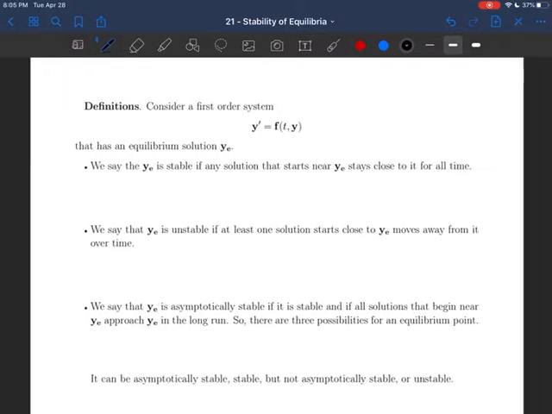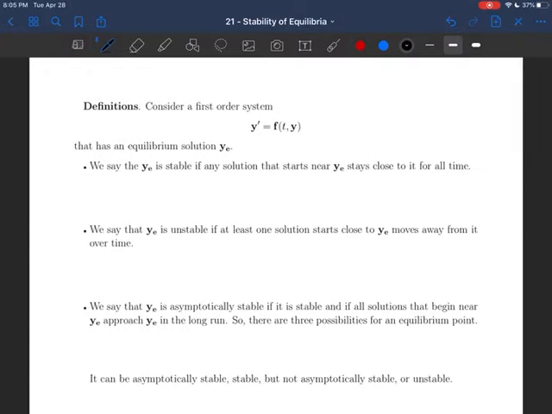It turns out that equilibria and stability of equilibria, which is something we'll define in just a second, are really important tools for doing that, for understanding the behavior of solutions without actually finding the solutions themselves. So let's begin by finding what exactly is meant by stability.